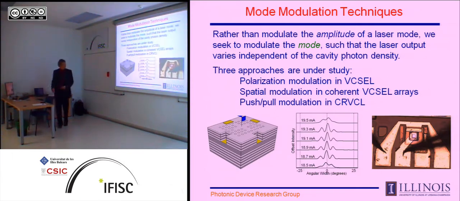So the way to do this is, there are 3 ways that we're looking at in our group. I call these, in general, mode modulation techniques. The idea is that instead of modulating the amplitude of the laser, we want to modulate the mode of the laser. This is a bit of an oxymoron, because a mode is essentially a solution to Maxwell's equations that doesn't change in time. So what I'm really saying is I want to change the boundary conditions of Maxwell's equations within the cavity such that if I stand and look at the output of the laser, it looks like I have a varying amplitude. There are 3 ways I'll talk about.